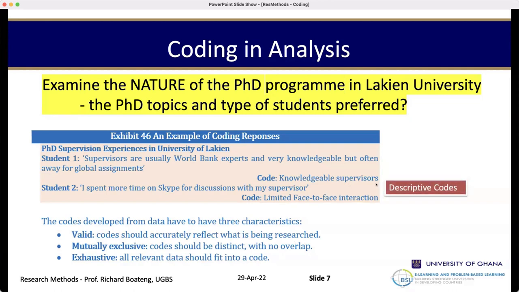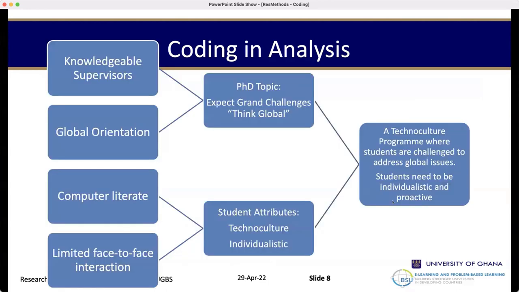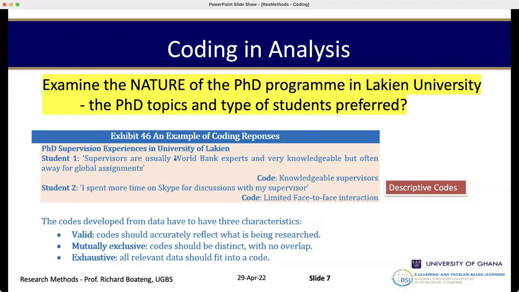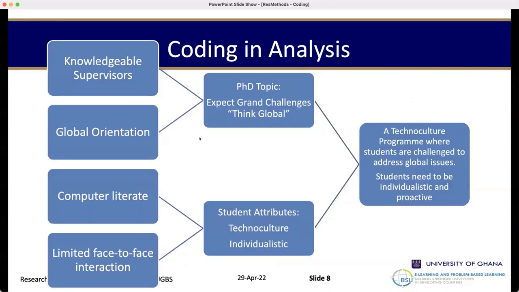So somebody said knowledgeable supervisor, which is a description. So it's a description of the type of supervisor. But if you look at the statement, the first part says that the supervisors are usually World Bank experts and are very knowledgeable. So, my thinking for answering the first part, the topics, my experience is different from your experience, I wrote a global orientation. So I can say that the guy is saying that the supervisors have got global orientation. He's also saying that they are knowledgeable. So that's one thing I realized.